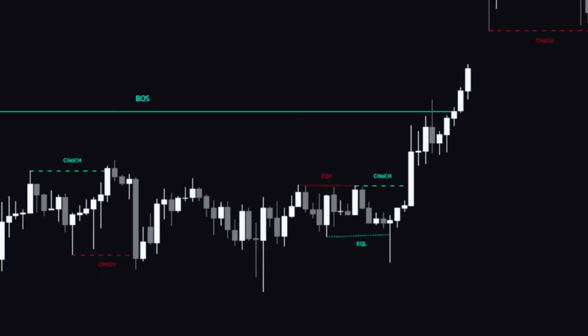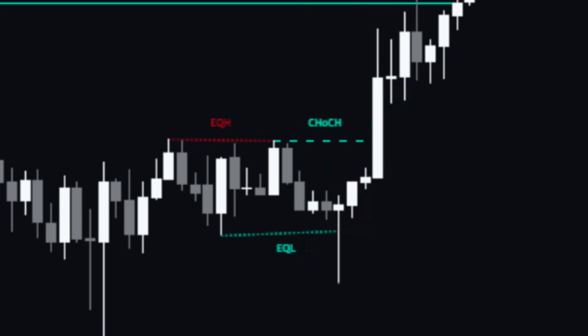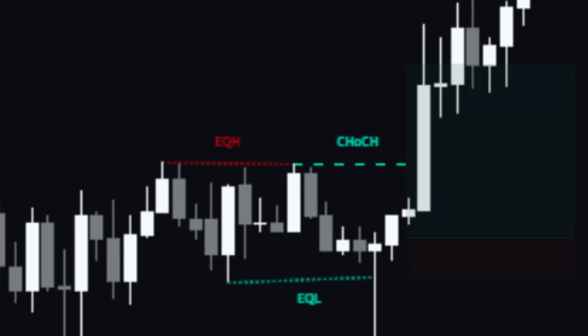When you see a line for equal lows, do not enter a buy trade right above it, thinking it's a solid wall of support. Instead, you wait patiently for the market to actually drop below that line to sweep the resting liquidity. Once that low is swept, you then wait for the indicator to print a bullish CHoCH, change of character label, which confirms the reversal is starting.